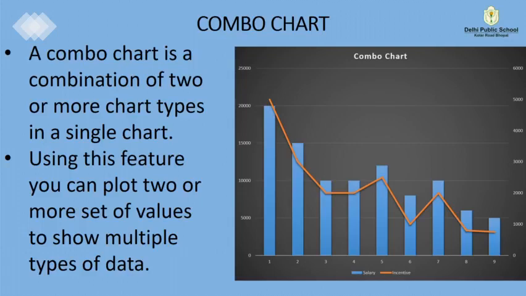Now we will learn about the combo chart. Now what are these charts? We have learned different types. We know that there are different types of chart: column chart, bar chart, line chart. Now a combo chart is basically a combination of two or more chart types in a single chart. Instead of creating different charts, you can combine two charts in one chart. With this feature, you can plot two or more sets of values to show multiple types of data. Now let's learn how to create a combo chart.